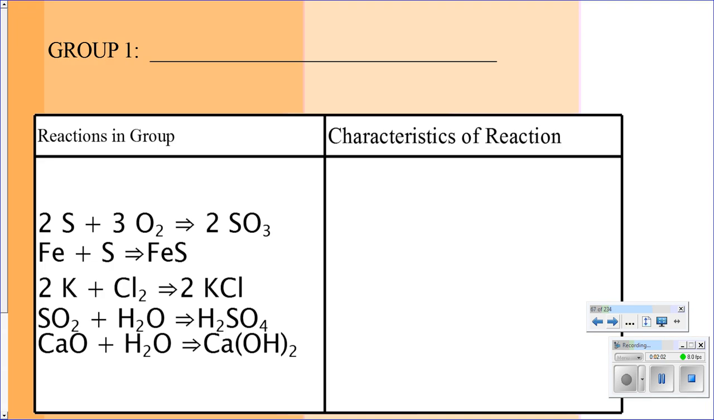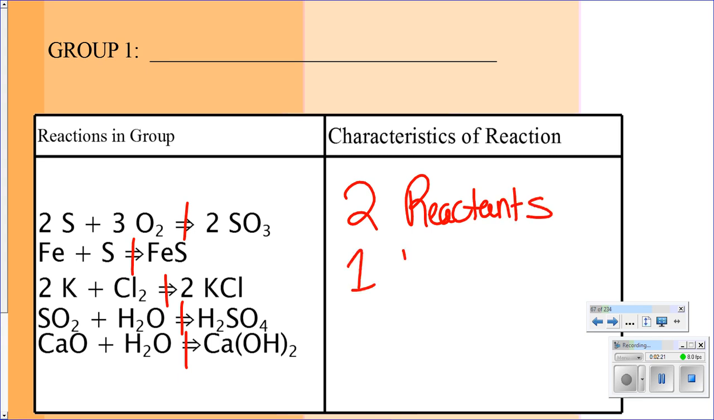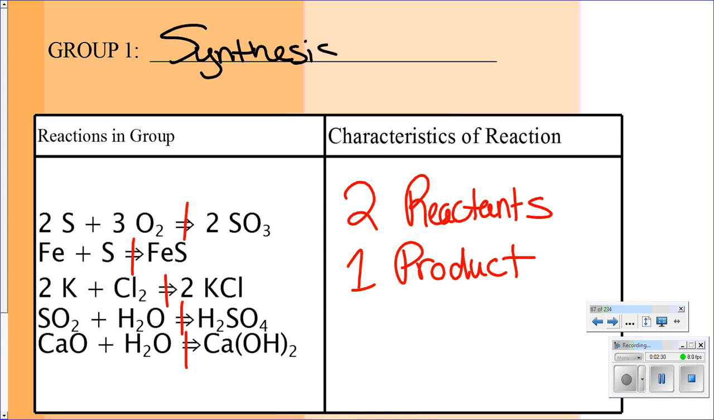So when we look at this first group of reactions, these are all the same type. What's important to kind of notice when you're identifying these is how many things we have on each side of the arrow. So if we look at where our arrow is, in all of these we have 2 reactants and 1 product. And this is something we call a synthesis reaction. So 2 reactants coming together to form 1 product.